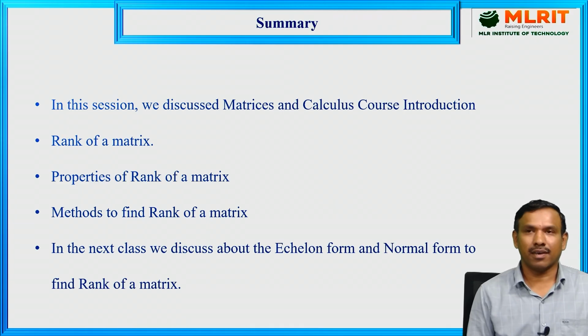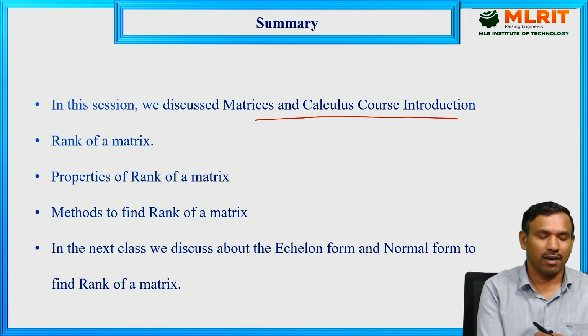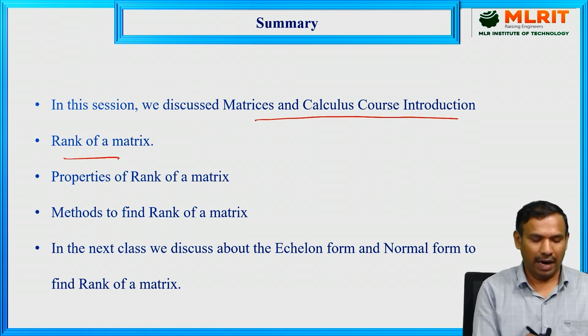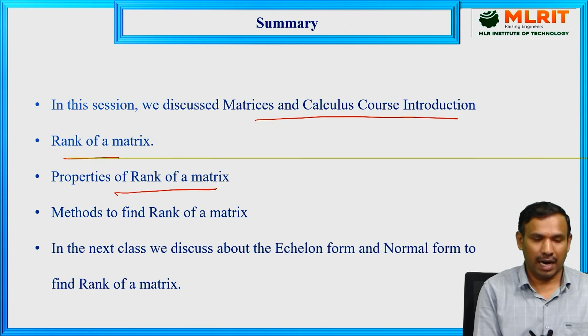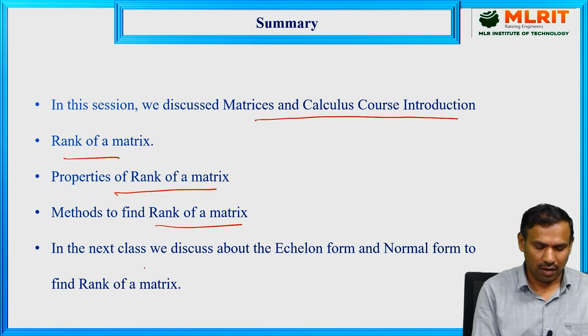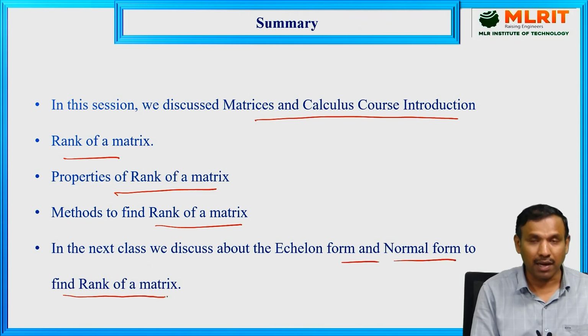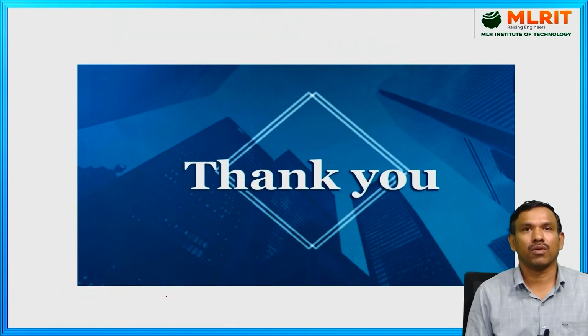At the end of this session, we have discussed the matrices and calculus course introduction, the units we have, the textbooks, what the rank of a matrix is, the properties of the rank of a matrix, and methods to find the rank of a matrix: echelon form and normal form. We will discuss these very clearly in the coming classes. In the next classes, we discuss echelon form and normal form to find the rank of a matrix. So, thank you.